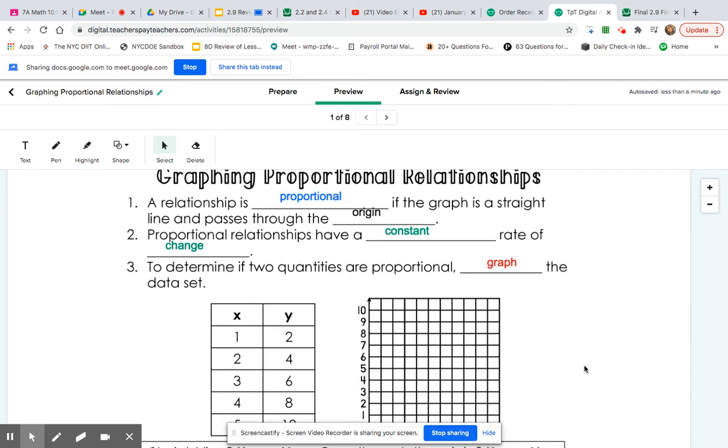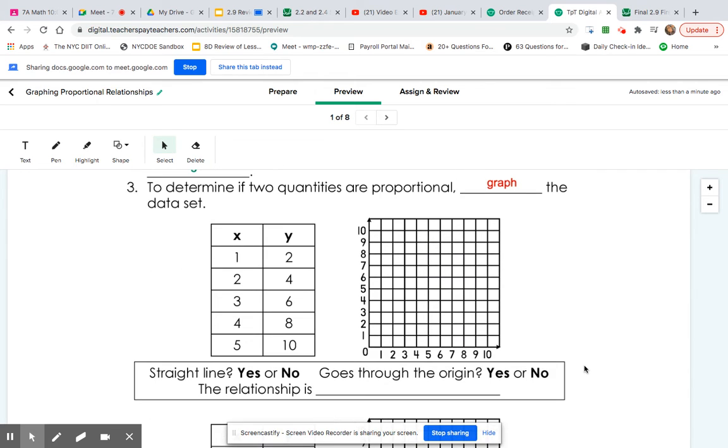Okay, so if you look here, there's a table that's given. So you're going to use what you've learned about coordinate planes and plotting points on a graph, and you're going to plot the following points. So even though it's in table form, guys, this is basically saying in this first row, 1 and 2, this is the ordered pair 1, comma 2. Okay. So you would do the same thing for 2, 4, 3, 6, 4, 8, 5, 10.